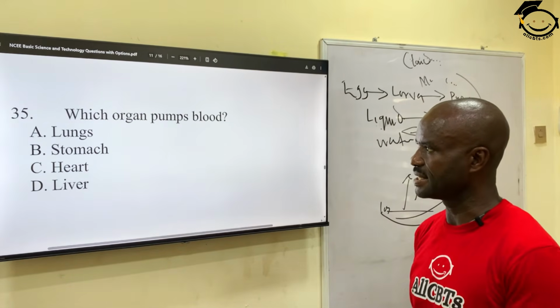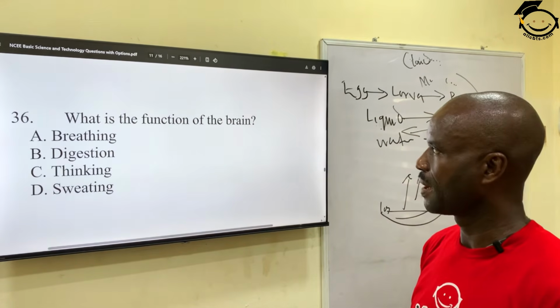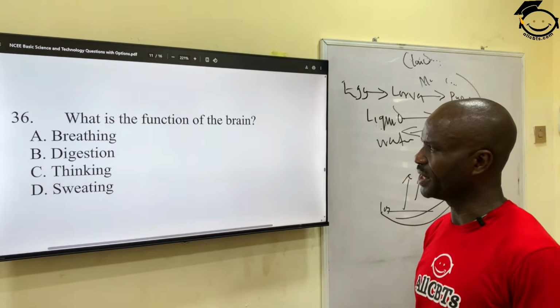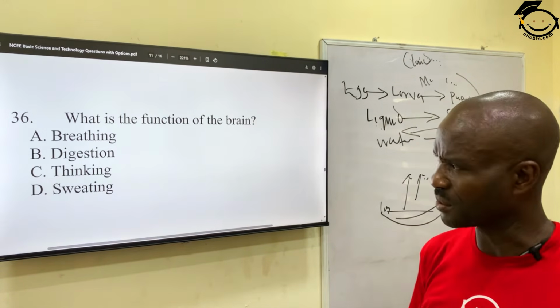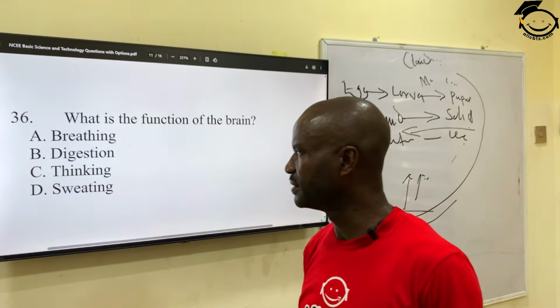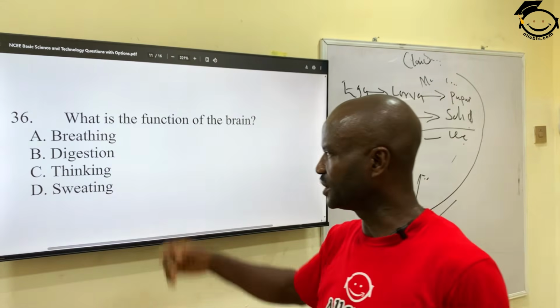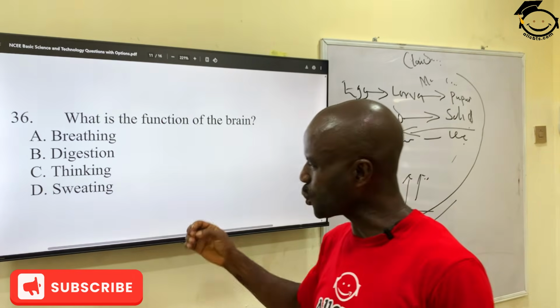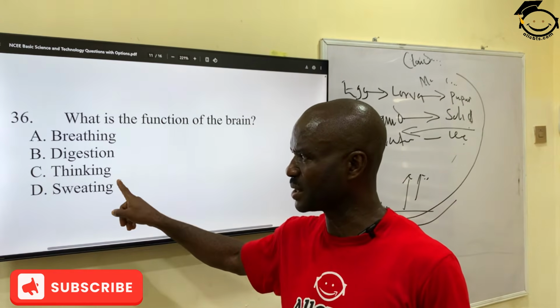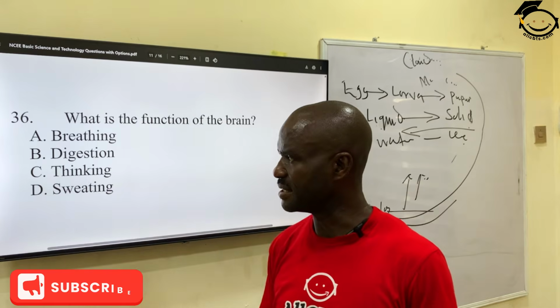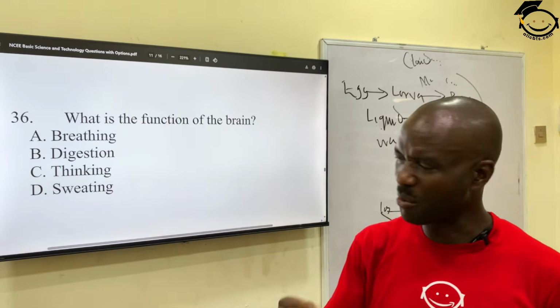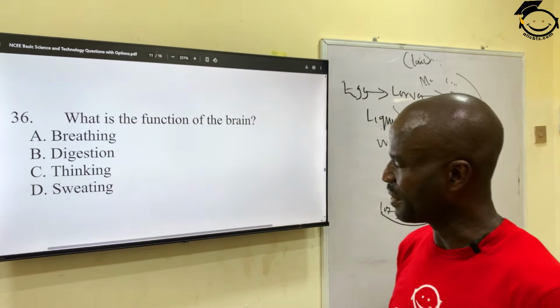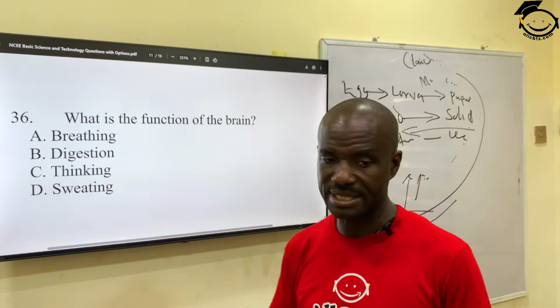Question 36. What is the function of the brain? What does the brain do to the body? A, breathing. B, digestion. C, thinking. D, sweating. The correct answer is C, thinking, because it's the memory site of the organism.